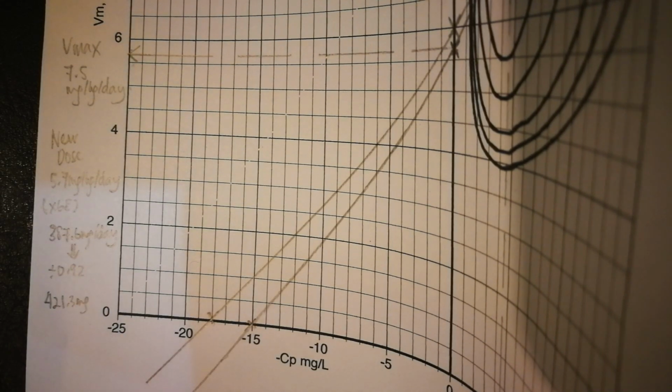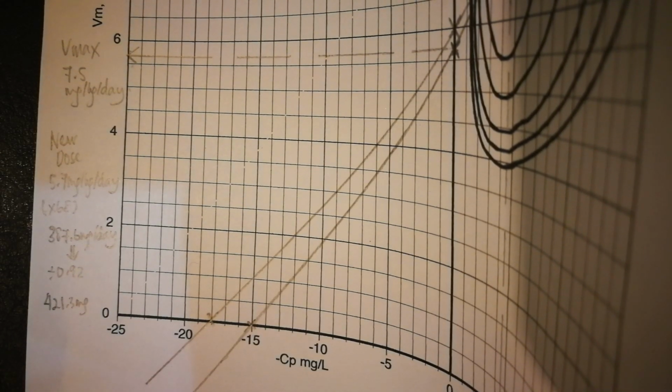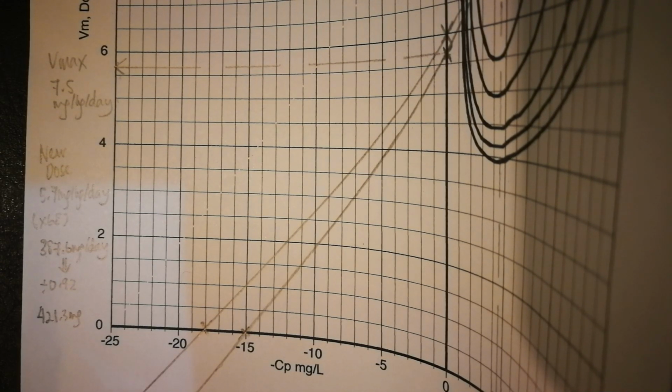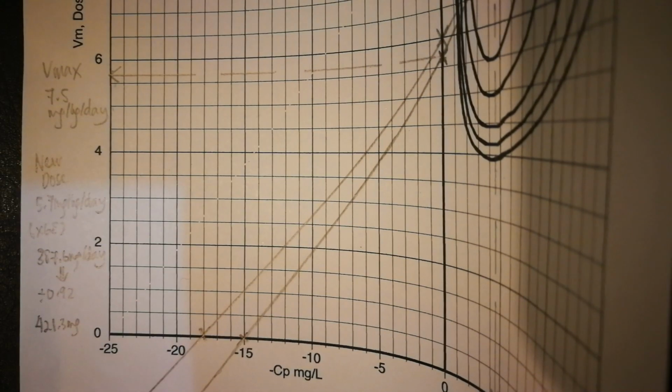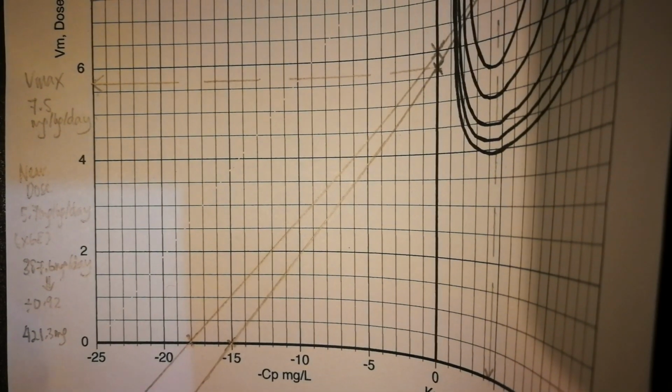But again, you have to round it to something suitable to give to your patient. If you're planning to give 400 milligram to your patients, that is doable, because phenytoin comes in capsules of 100 milligram as well.